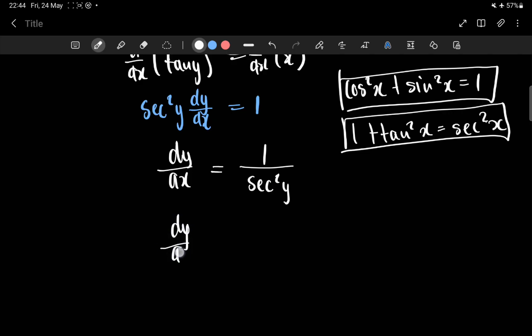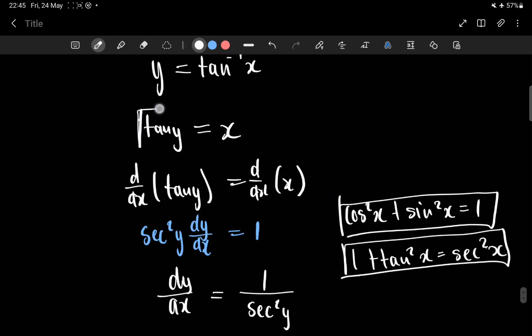I would say dy dx will be equal to 1 over, instead of secant squared, I can say 1 plus tan squared y, okay? So far I've gotten to this stage. Now all I want to do is to get the derivative, the dy dx. Now, what do I know about tan y? Why did I take it back to this form?